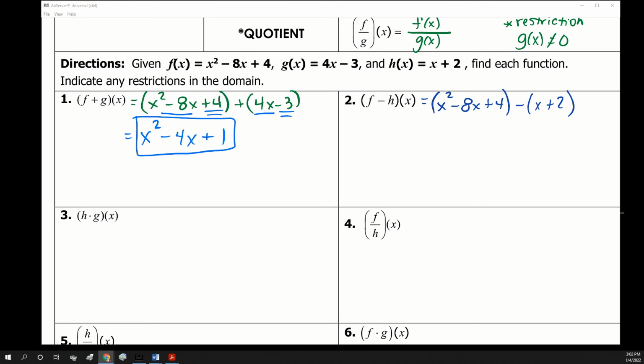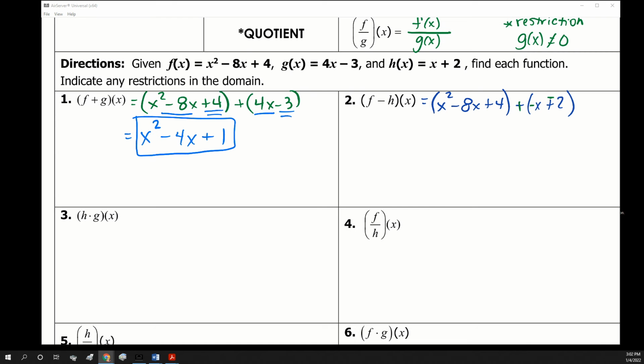Now, for subtraction, the parentheses matter in the second set, right? So what I like to do whenever it's subtraction is just change it. Anything that's after this, you're going to do the opposite. So we're going to change the minus to a plus, change the x to negative x, and change the 2 to negative 2. Right? So if you weren't paying attention, I'm going to do it again. Change the minus to a plus, the x to negative x, and the 2 to negative 2.